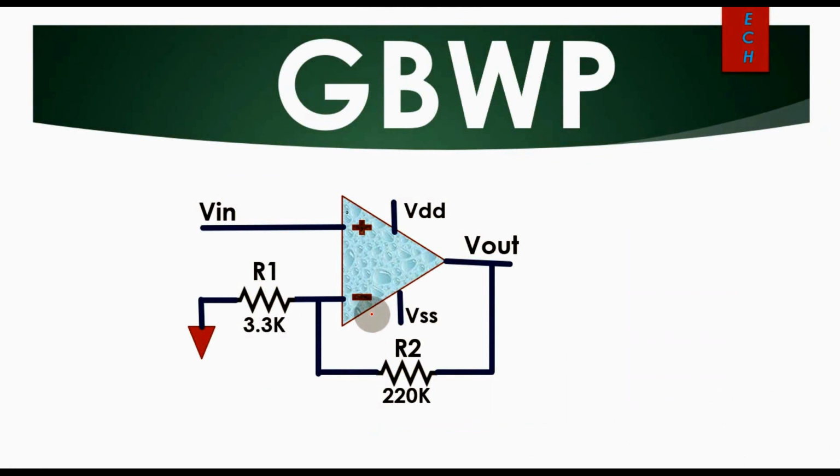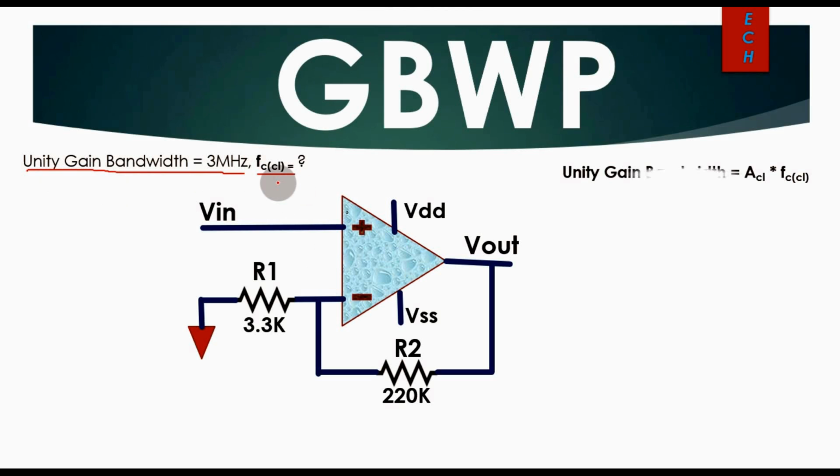If you look at the data sheet of any operational amplifier, you will get this parameter, the unity gain bandwidth, which is equal to 3 megahertz for this case. Now we have to find out the closed loop critical frequency. What is the closed loop critical frequency for this circuit?